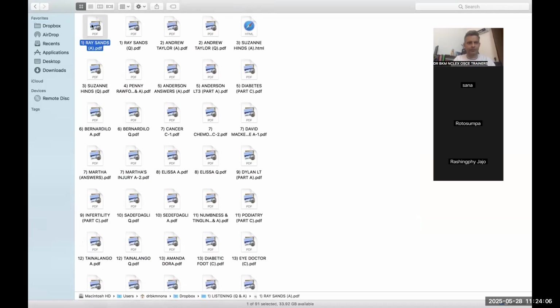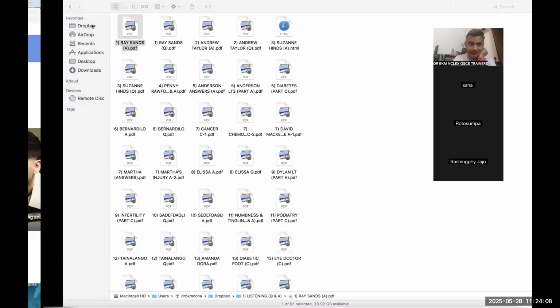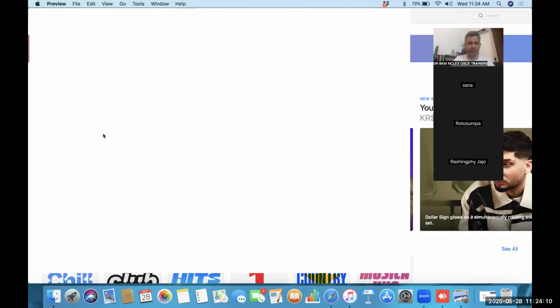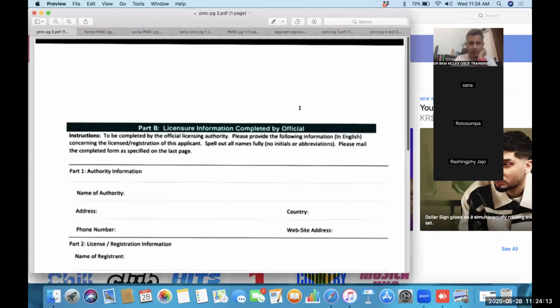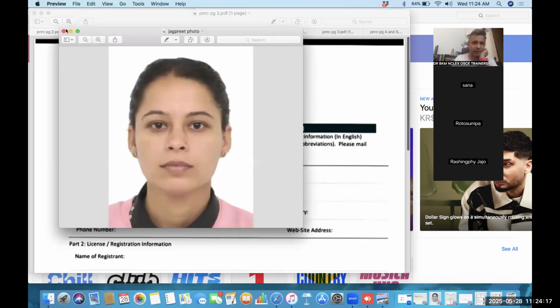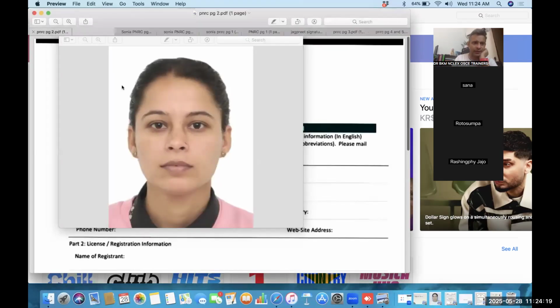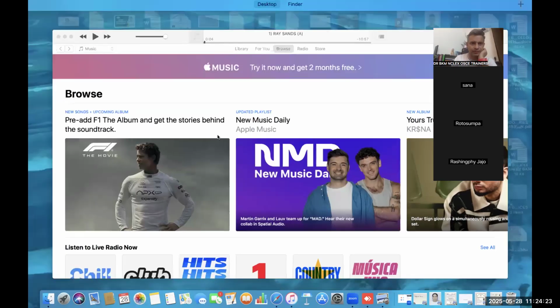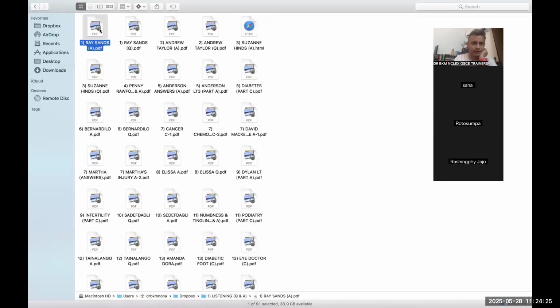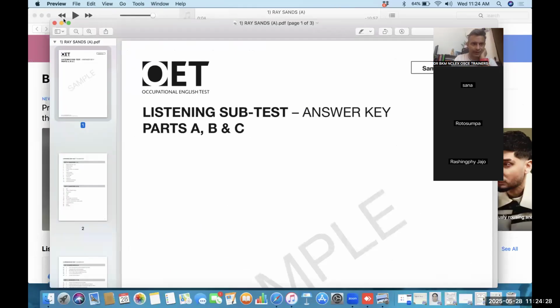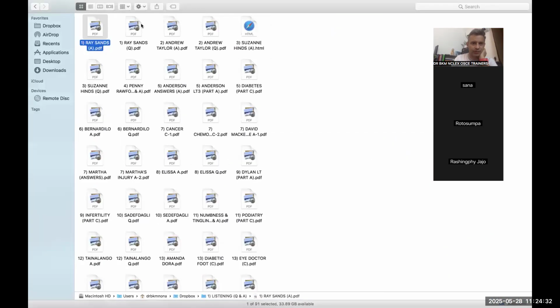So this is part A. I will show you a little and try to explain, and also send it in the group, how to go about it. This is the kind of paper you will get in the exam. Sorry, I don't know from where it's popping up. Okay, this is the answer key. I need to open this.